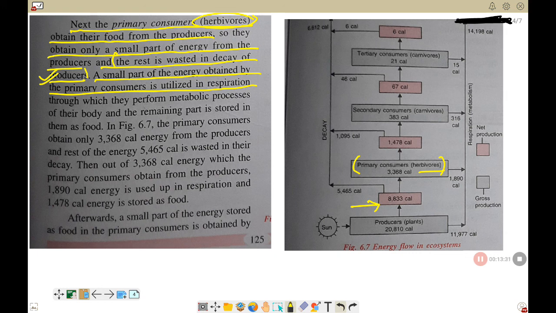And a small part of the energy is used by the primary consumers in the process of respiration, through which they perform metabolic processes of their body, and the remaining part is stored in them as food. So again in figure number 6.7, the primary consumers obtain only 3,368 energy.